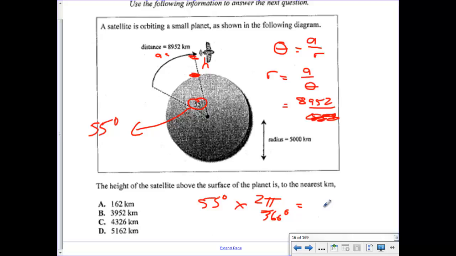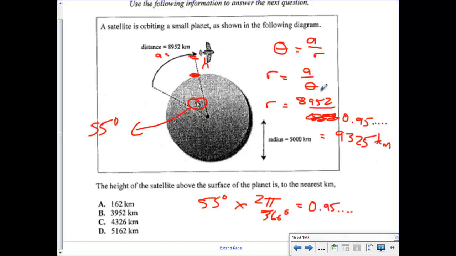So it should be just less than a radian, right? Like 0.8 or 0.9 maybe? So then take your 8952 and divide by 0.959. Because that would then get you your radius. Okay, what happens when you take 8952 and divide by that radians value? What'd you get? 9,325.66.